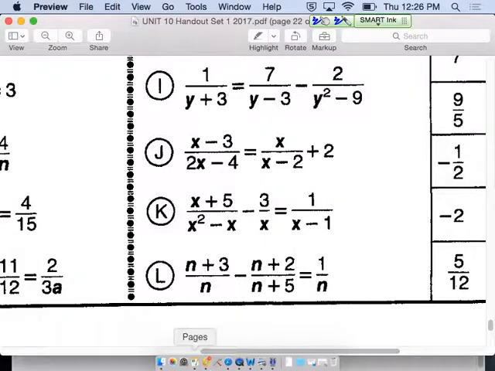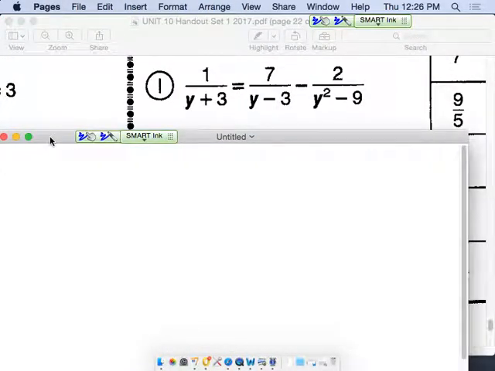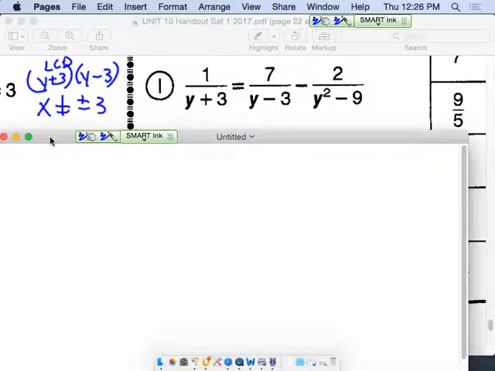Let's look at letter I. So here my common denominator is going to be y plus 3 times y minus 3. So here's my LCD. And that means that my two excluded values are positive and negative 3. So I'm going to go ahead and use the LCD method on this problem.